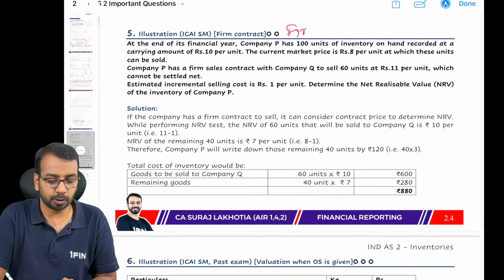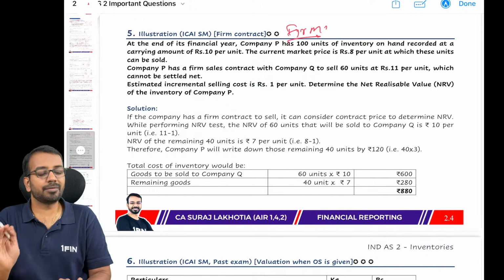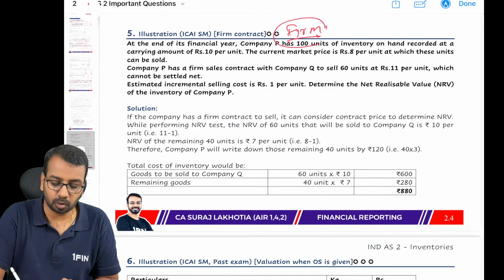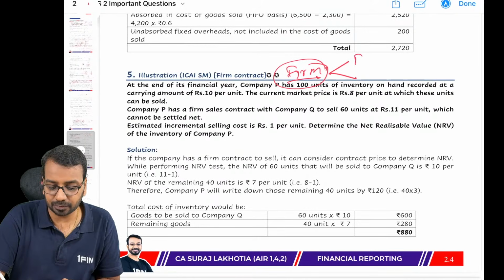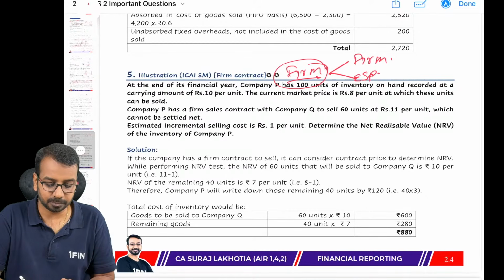Here we have a firm contract. Now, whenever we have a firm contract, what we need to do is, out of the total inventory, for the firm contract quantity we will take the firm rate, and for the balance we will take the expected selling price. So let us look at this.